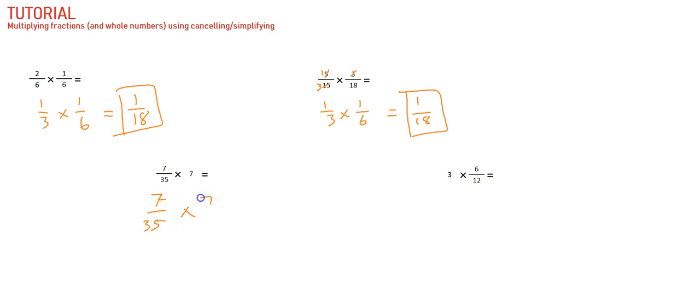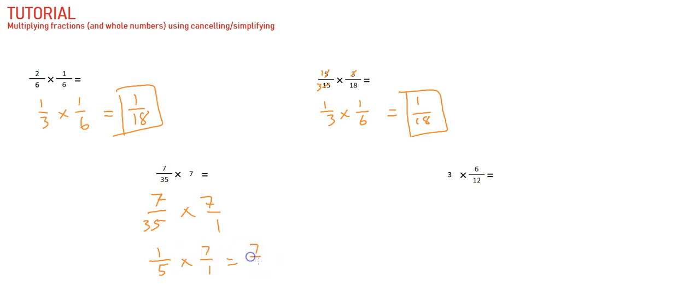times 7/1. So to convert, we need to have both numbers as fractions. To convert a whole number to a fraction, you always put it over itself. So it's now 7/35 times 7/1. Now let's have a quick look. Can I simplify? I can simplify this by dividing by 7. So 7 divided by 7 is 1, and 35 divided by 7 is 5, times 7/1.